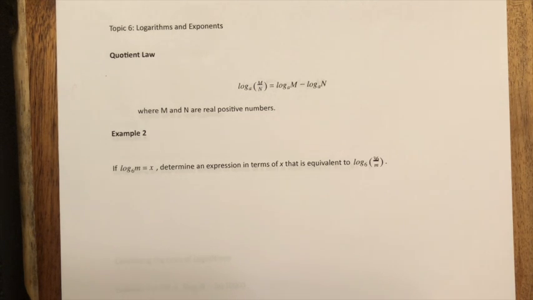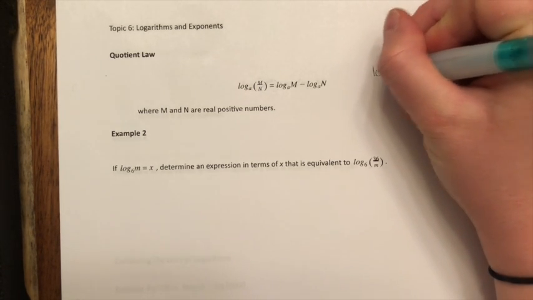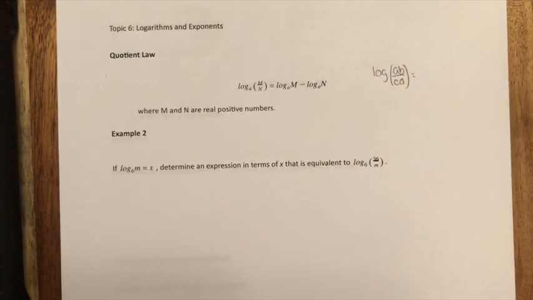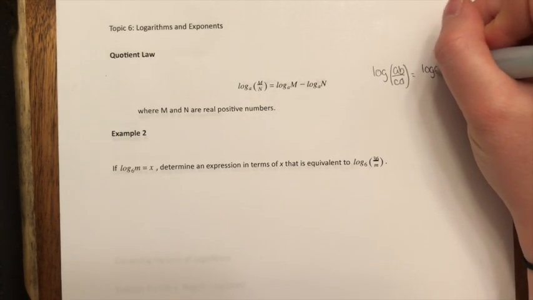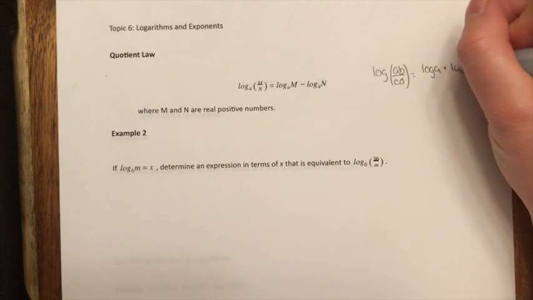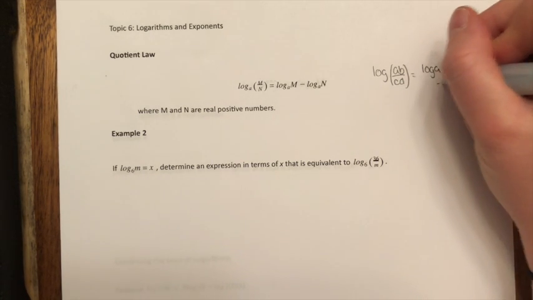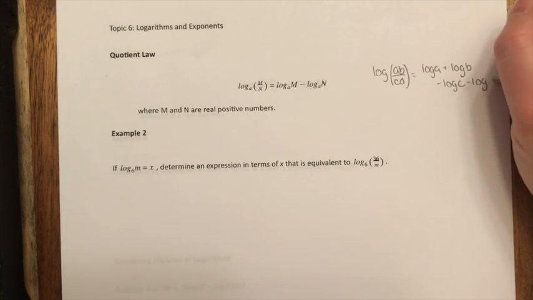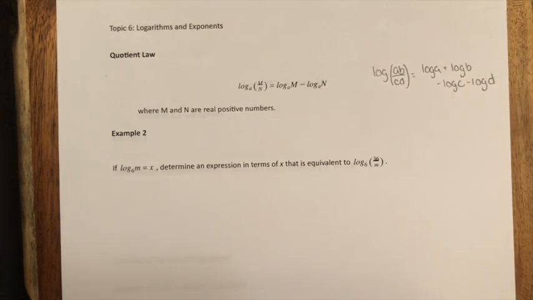If there are multiple factors, like log of ab over cd, this would be a positive log a and a positive log b, and then a negative log c and a negative log d, because both of these are on the bottom.